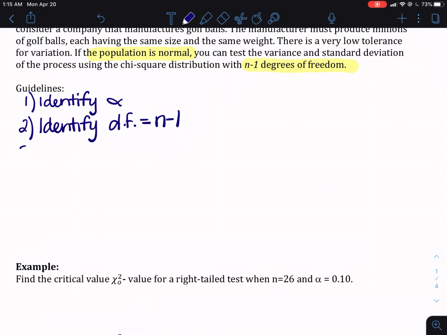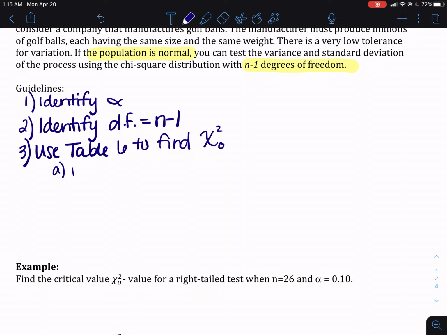Then for step 3, we're going to be using table 6 to find chi-squared, and then we're going to have subscript 0 to represent the critical value. And we're going to have 3 different ways we look at this. So the first one is if we're right-tailed. We're going to use alpha with degrees of freedom n-1.